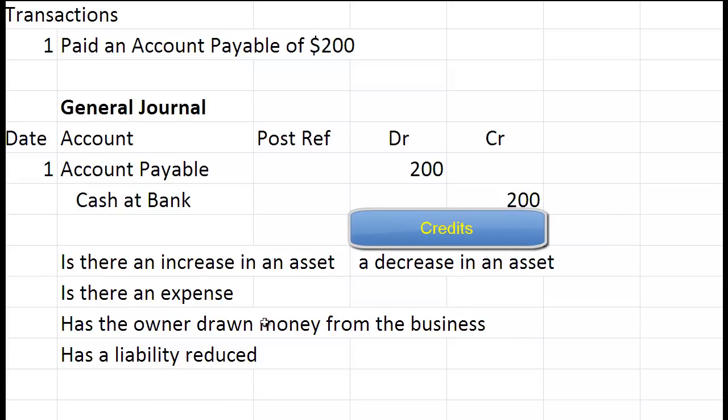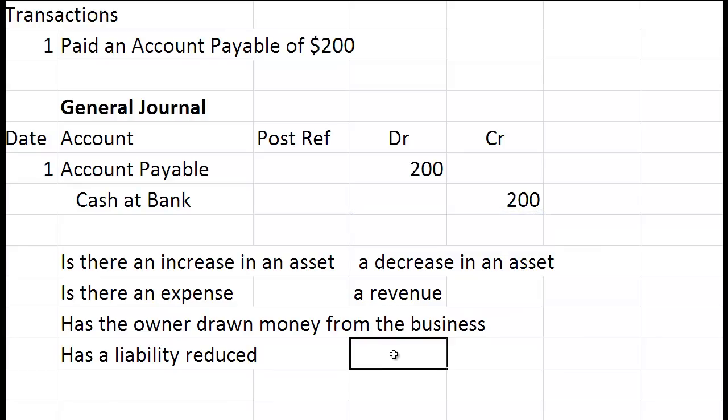Now, what would the other questions be? Well, is there an expense? Would be, is there a revenue item? Has the owner drawn money from the business? Well, the other side of that, and I won't write it in, but has the owner put money into the business? And finally, has a liability increased?